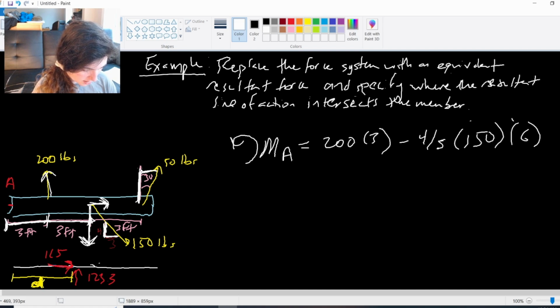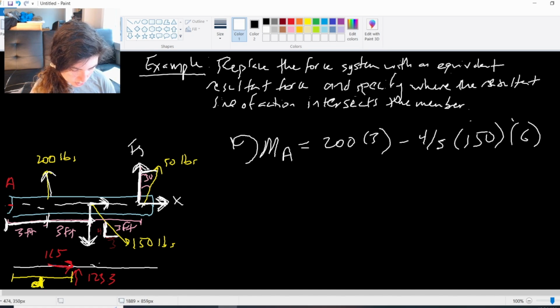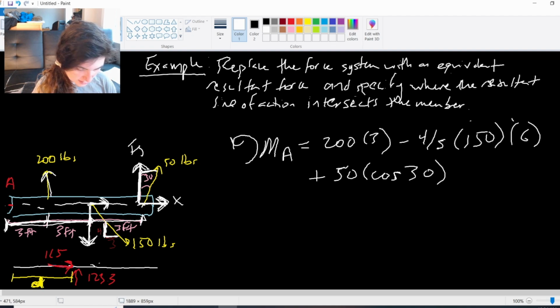And then finally, I'll look at this. I have my y component and my x component of the last force. Of course, this x component is in the line of action of A, so we don't need it. We only need this y component, which is going to be plus 50 times the y component, cosine 30, times the distance, and this distance is 3 plus 3 plus 3 is 9.